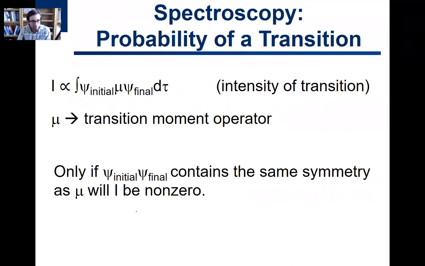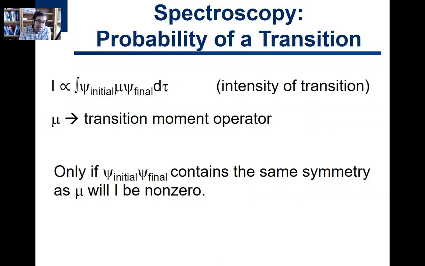And hopefully those of you who are taking physical chemistry are learning this or have already learned this. So for spectroscopy, and specifically vibrational spectroscopy, we have something called mu, and that's what we call the Hamiltonian when we're talking about vibrational spectroscopy. This is called the transition moment operator.